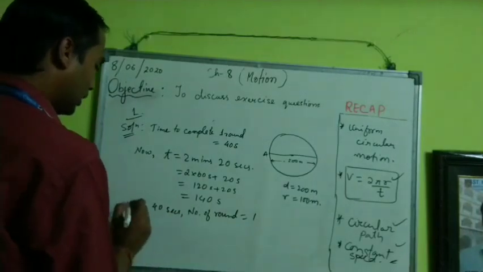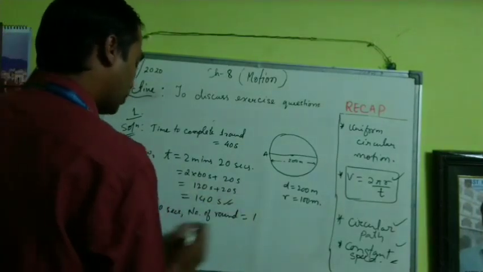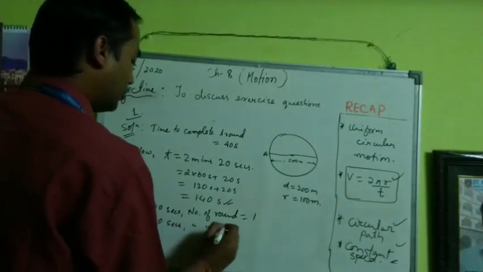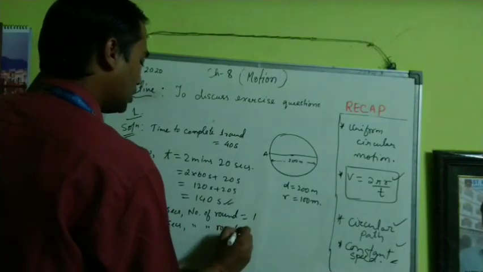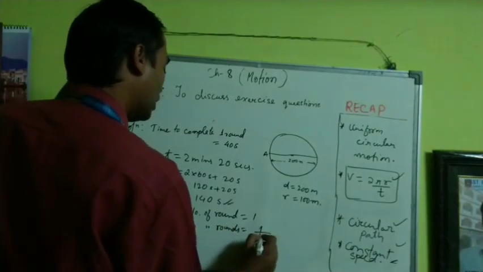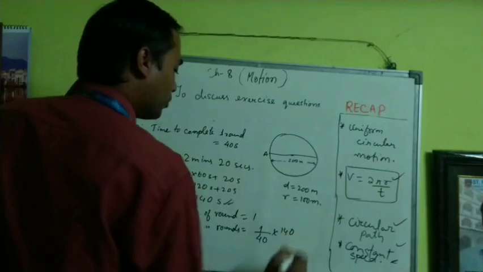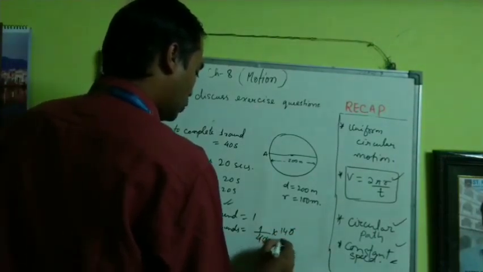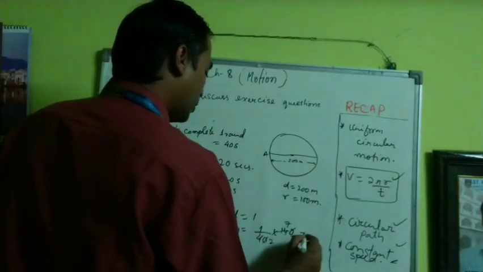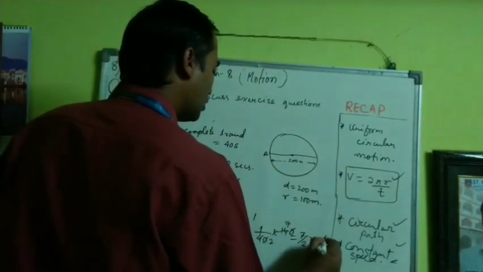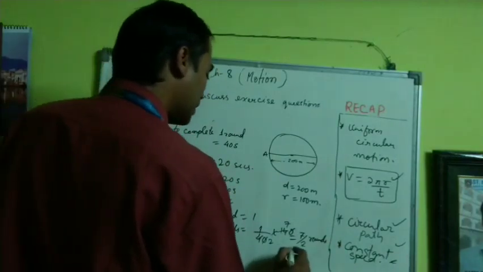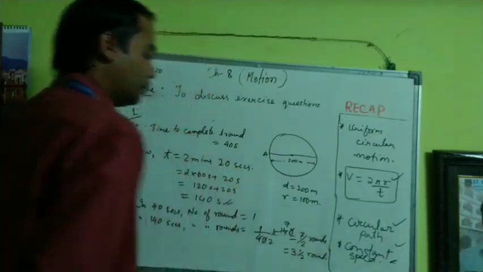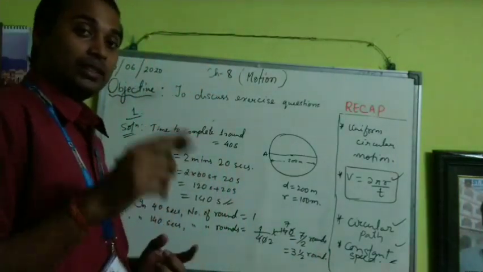Therefore in 140 seconds, number of rounds will be equal to what? 1 upon 40 into 140. So this will give you 0 0 cancel, 2 2 7. So it will be 7 by 2 rounds, which means 3.5 rounds. That means 3 complete rounds and then another half round.